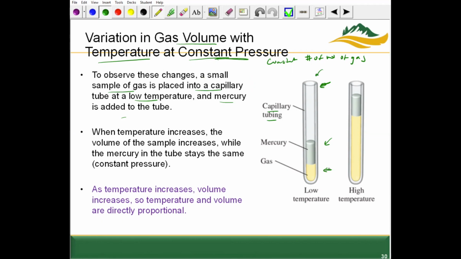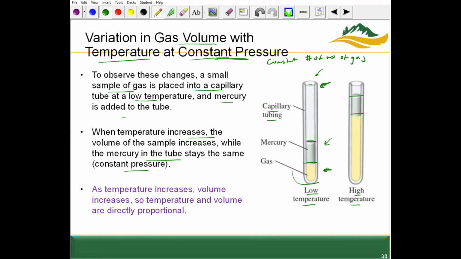If the sample is precious, expensive, hard to make, then again, that's a benefit because these capillary tubes have such a small diameter. Then when the temperature increases, so we're increasing the temperature of this whole system, while the mercury in the tube stays the same, that means we're at constant pressure. The mercury in the tube stays the same. We're going from a low temp to a high temp.